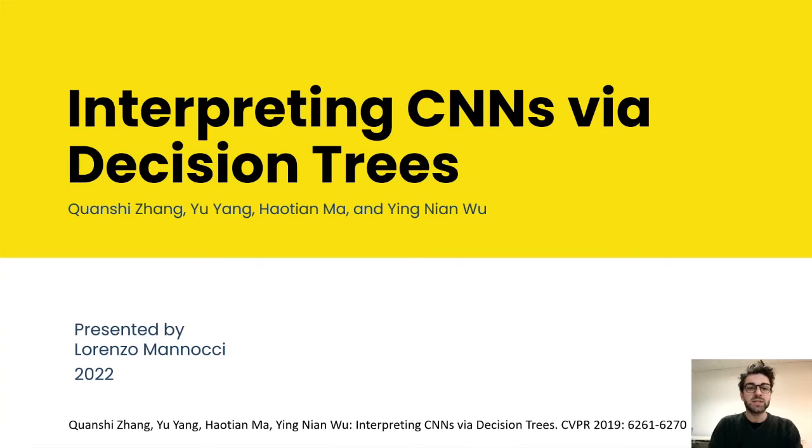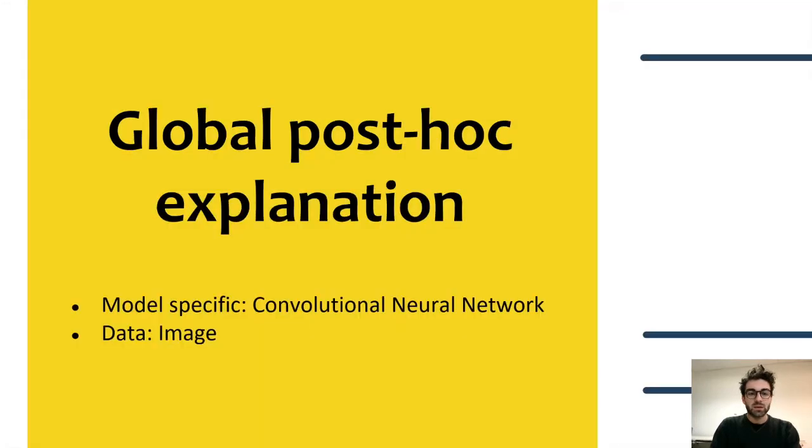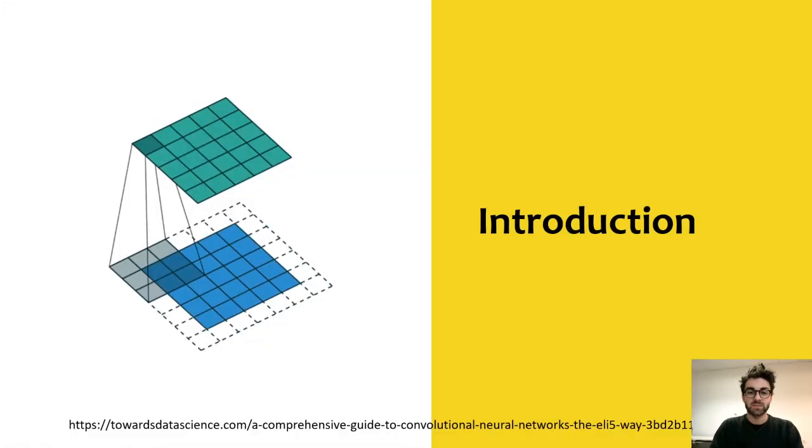Welcome everybody to this seminar about the interpretation of convolutional neural networks through decision trees. You can find this paper on the bottom of these slides. This method is within the global post-hoc explanation methods. It is obviously, from the title, a model-specific method for convolutional neural networks. It is thought for image data, and in this paper it is used in an image classification task, but it can be used also in other ones.